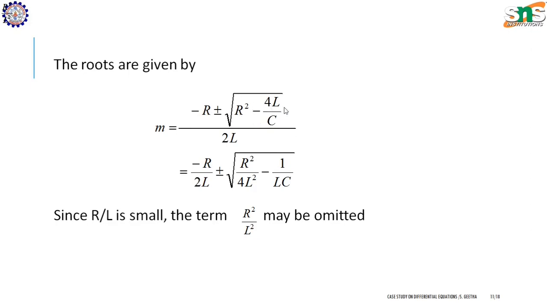square minus 4L by C, whole divided by 2L, which is equal to, separating this, we get minus R by 2L plus or minus square root of R square divided by 4L square minus 1 by L into C. Since R by L is small, the term R square by L square may be omitted. For example, if R by L is 0.1, then R square by L square is 0.01. So, it may be omitted.